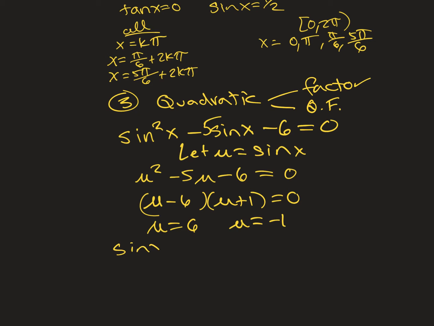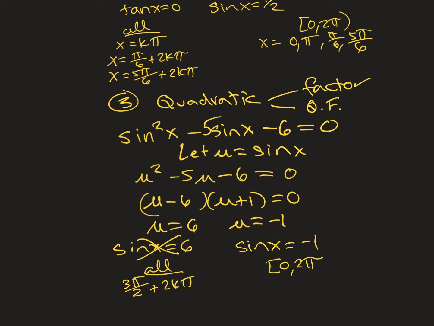So sine x is 6. Sine x equals negative 1. Can sine be 6? No, out of the range, but it can be negative 1. And so if we're finding all, it would be 3 pi over 2 plus 2k pi. And if we're finding between 0 and 2 pi, it would just be 3 pi over 2.